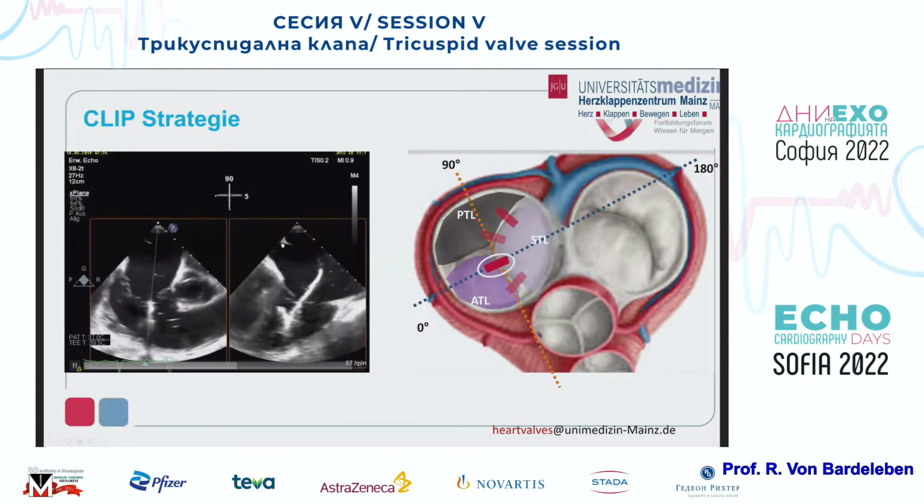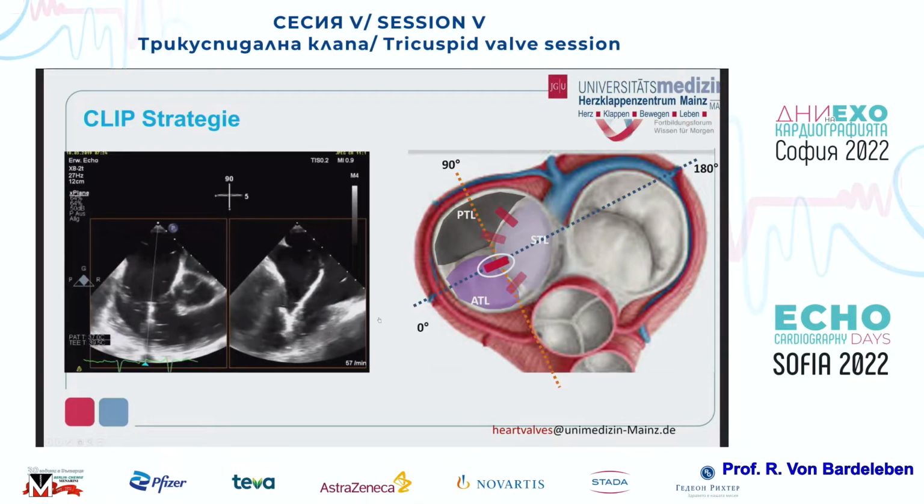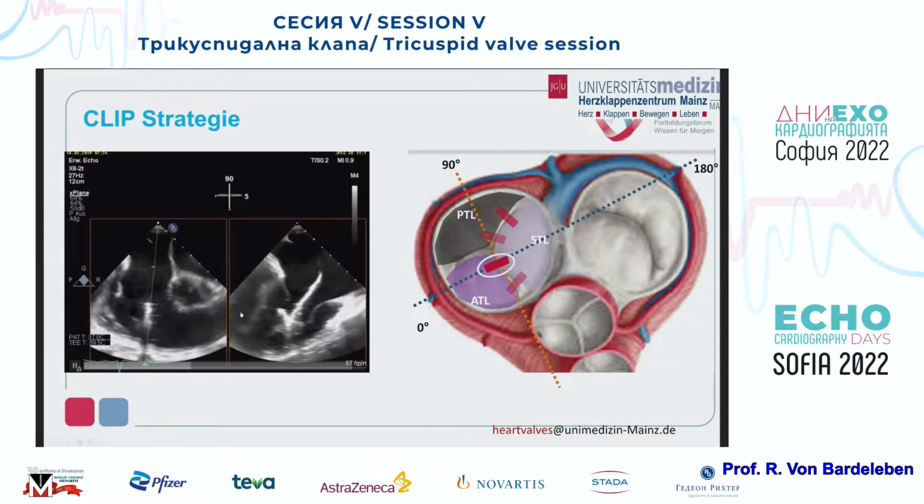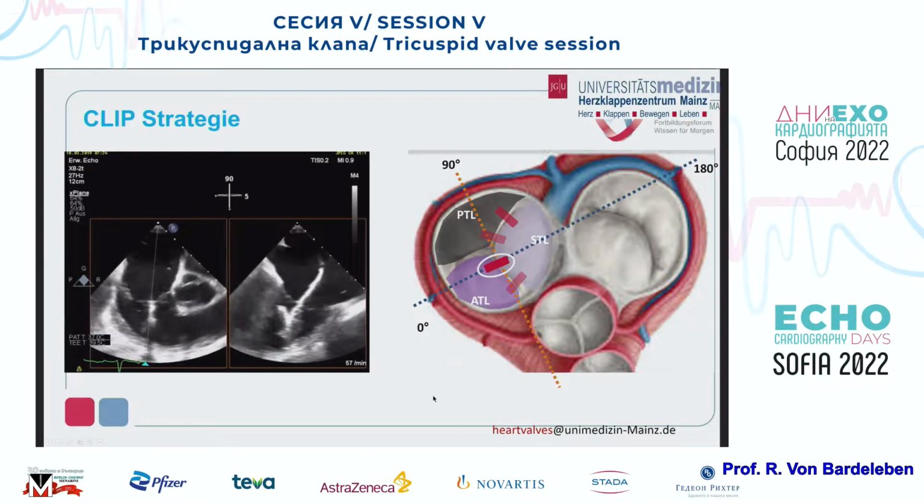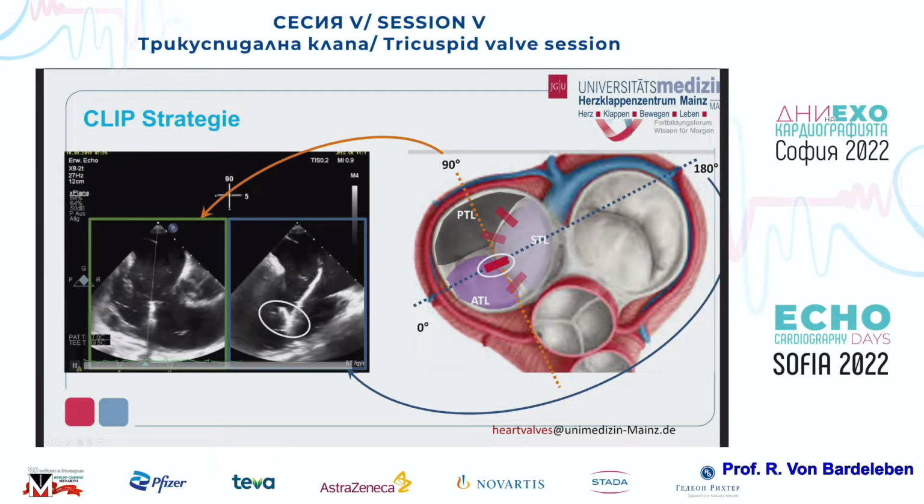And you can see here what our strategy is. We have here the mitral valve on the right-hand side. We have the tricuspid valve with the STL, septal leaflet, PTL, posterior leaflet, and ATL, anterior leaflet, and this is biplane imaging during the procedure. And we go to the several planes, inflow-outflow tract and four-chamber view, which are interconnected by a 90-degree visualization. And we also have to adapt the angulations of the TTE.